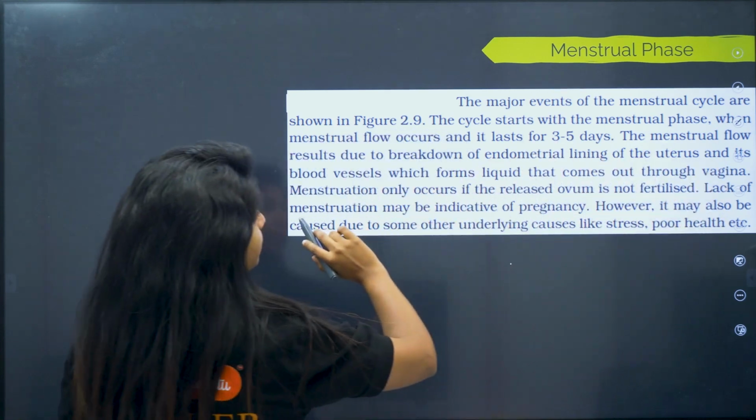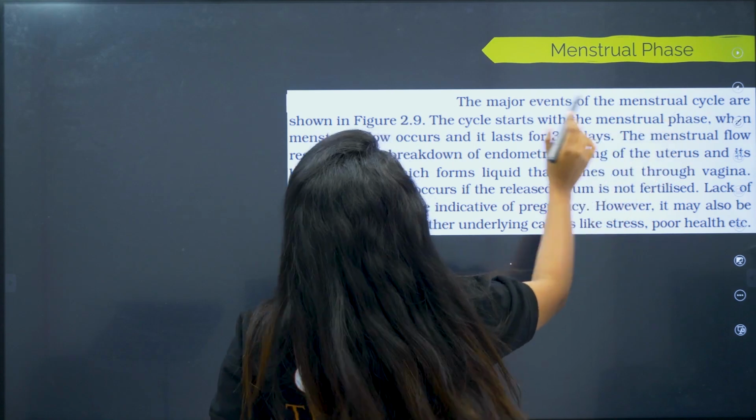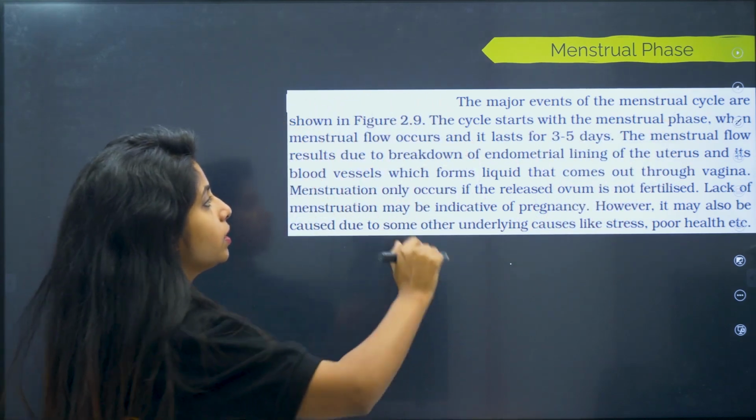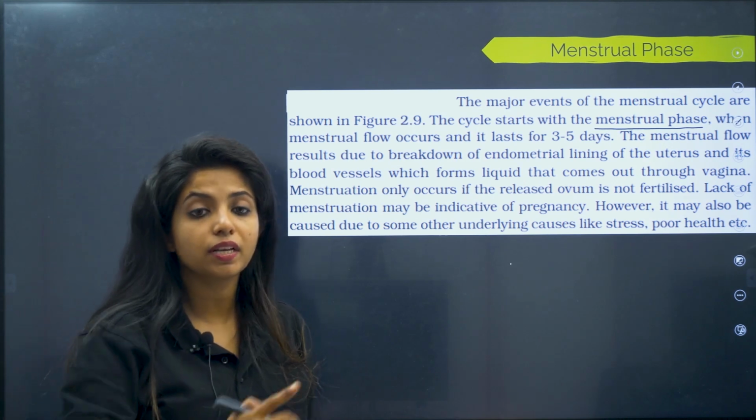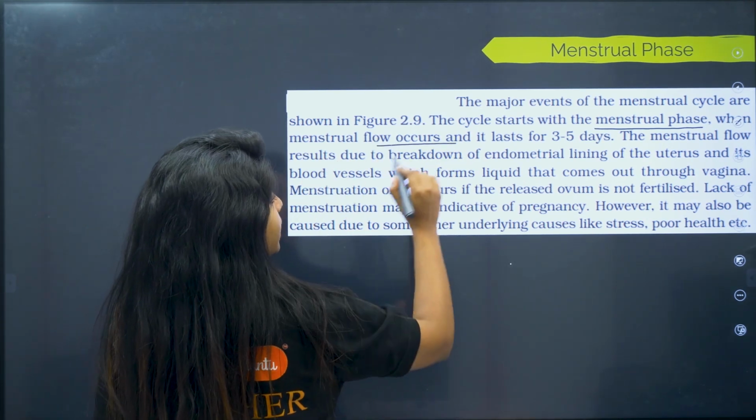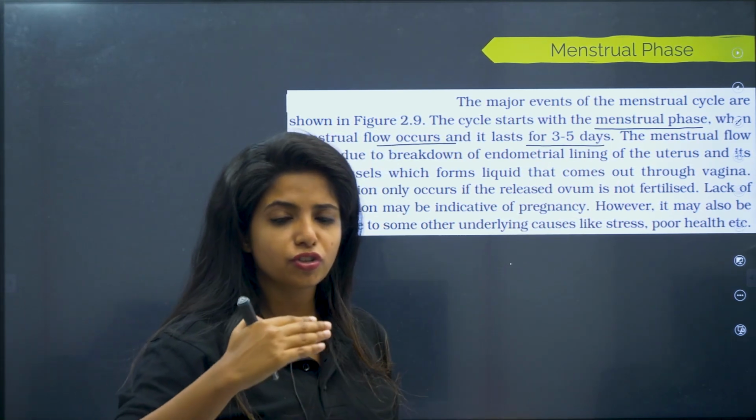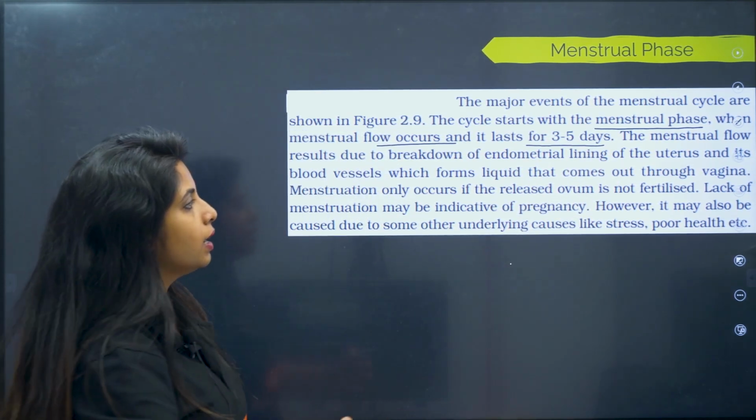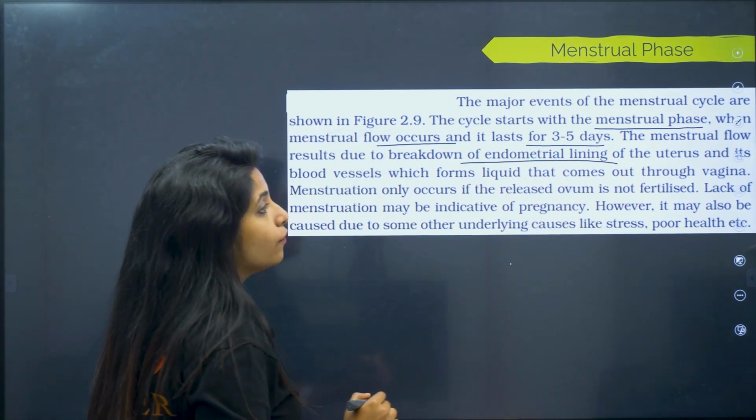So the major events of the menstrual cycle are shown in the figure. We'll see the figure. The cycle starts with the menstrual phase. What is the first phase that we have? Menstrual phase, where the menstruation is happening, when the menstrual flow occurs and it lasts for 3 to 5 days. For some people it can go more also.